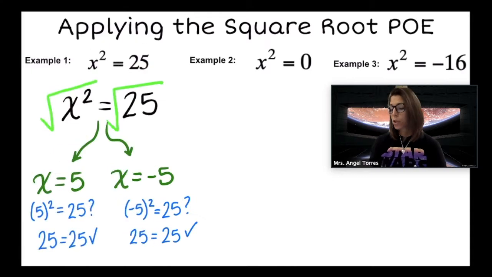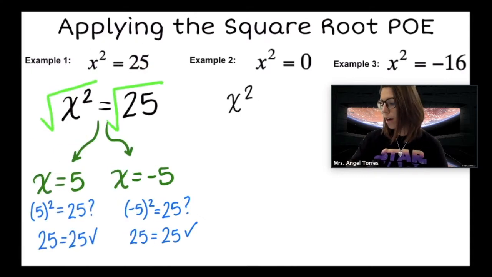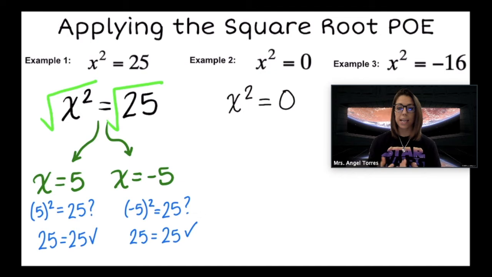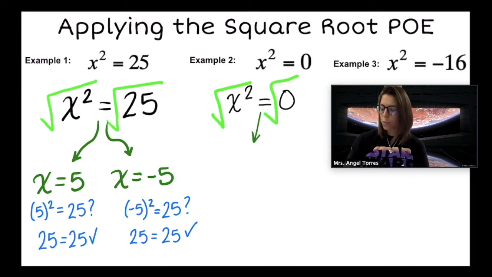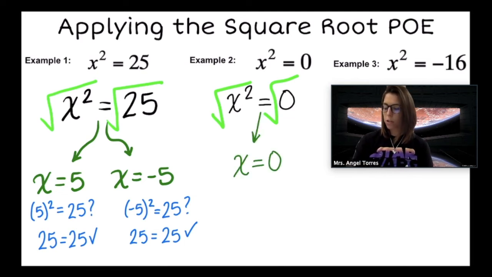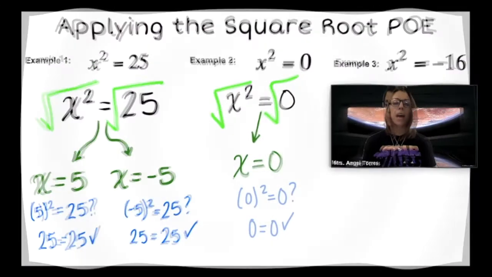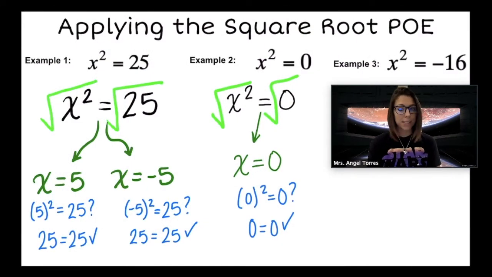Moving on to example 2, we have the function x squared equals 0. To isolate x and to undo the square, we're going to apply that same property, the square root property of equality. If you recall from graphing quadratics, 0 is somewhat special because when you square 0, it only produces one unique output. The same goes for when you take the square root of 0. There is no positive and negative 0, it's just 0. So in this case, we only have one possible solution, and that would be 0. As you can see in the check, 0 is the solution here.